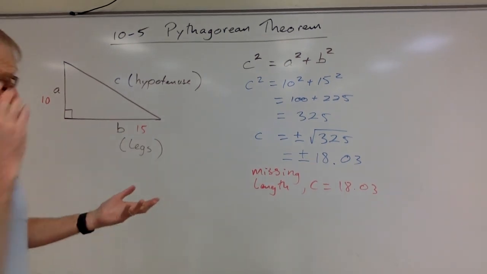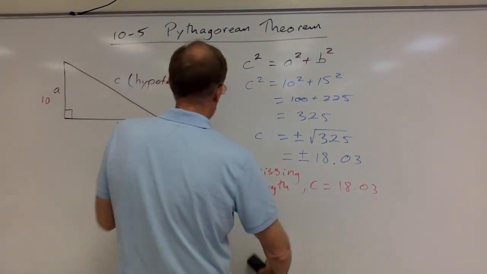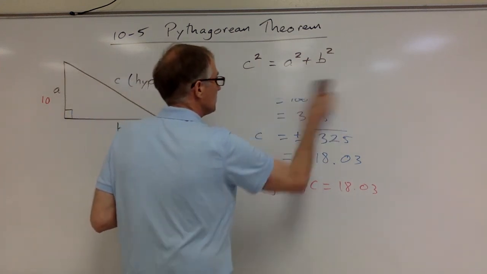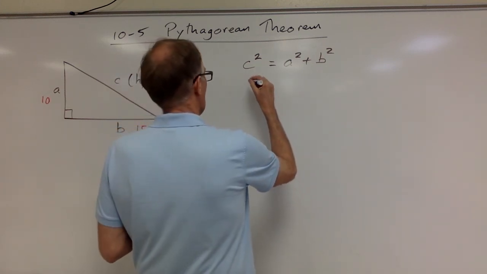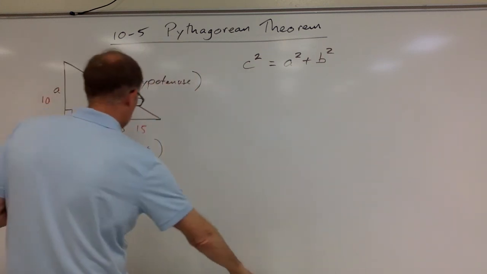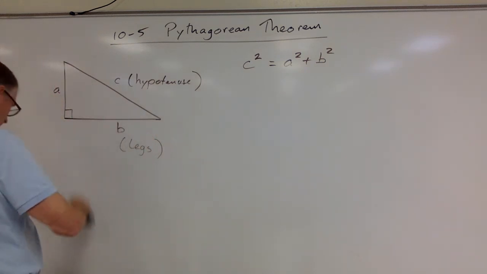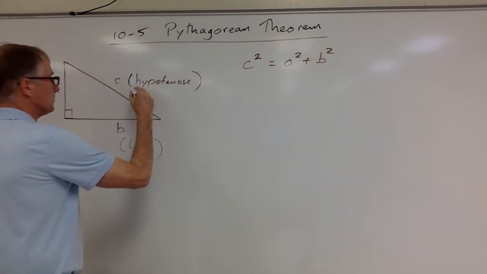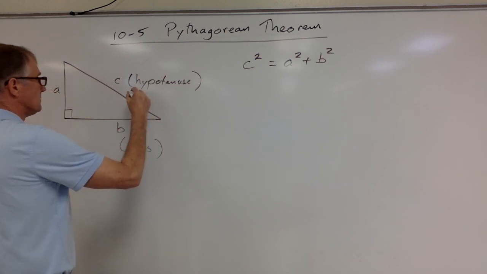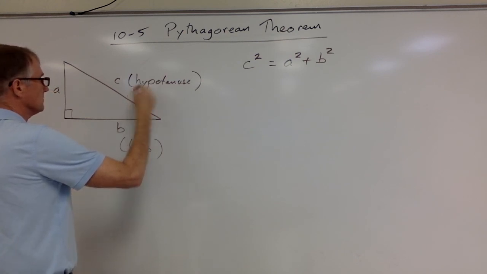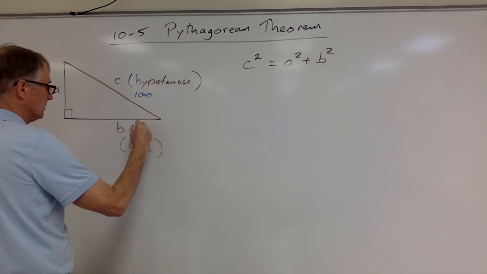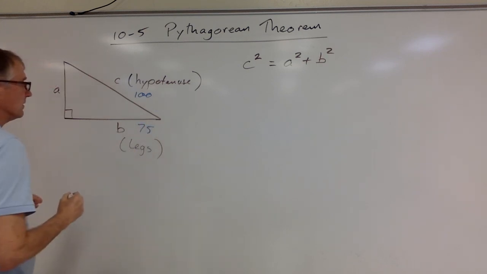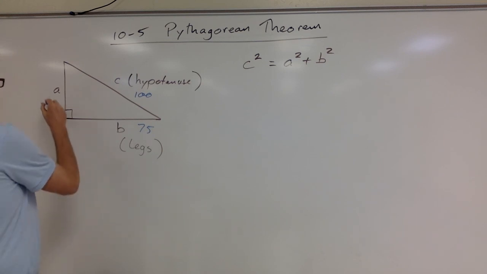You could solve for the hypotenuse. You might be asked to solve for one of the legs. Let's just do a quick other example. Let's say that C is equal to 100, and B is equal to 75. Then what's the value of A?